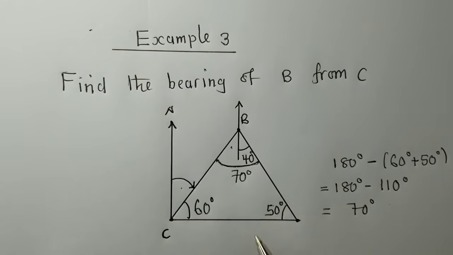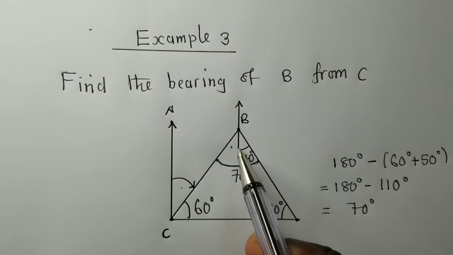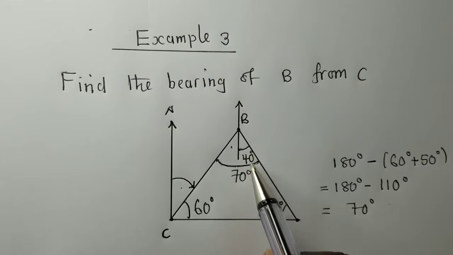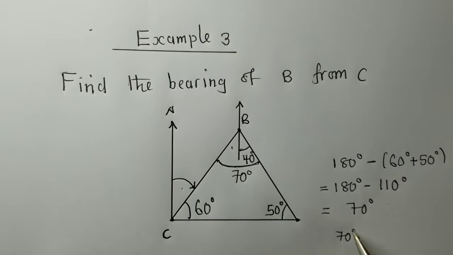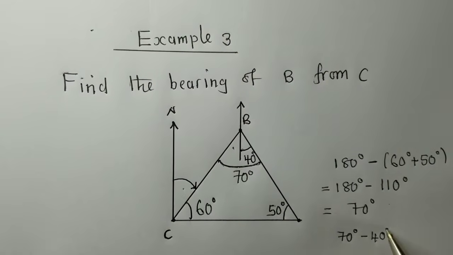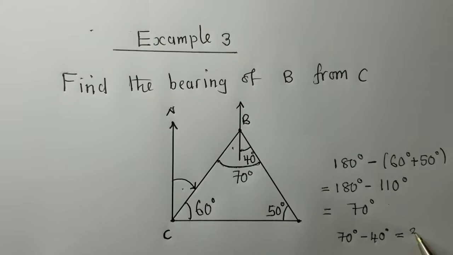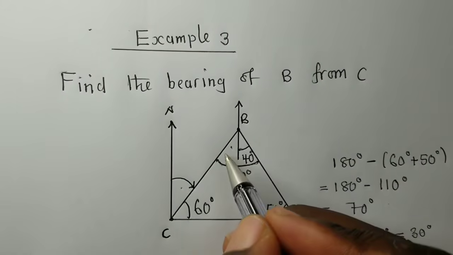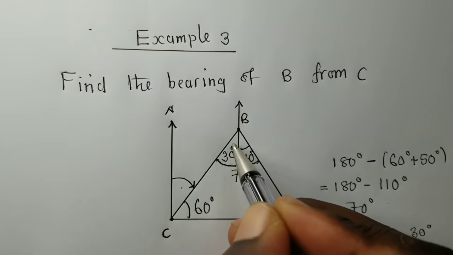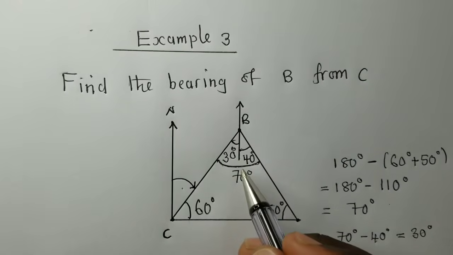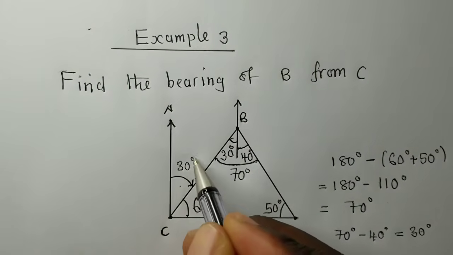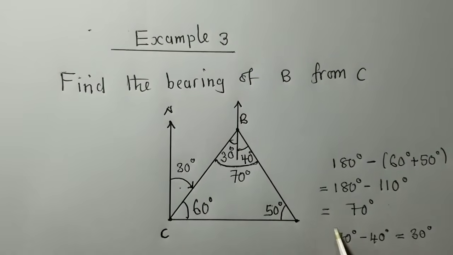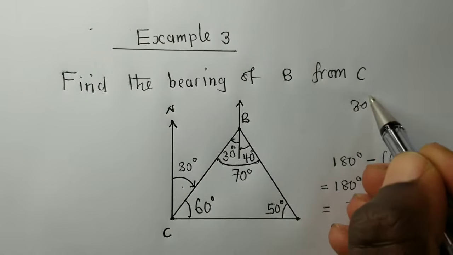Now, for this one, how do we find it? Remember, we've been given 40 degrees here. So we just subtract. We shall say 70 degrees minus 40 degrees. We shall get 30 degrees. Meaning here it's 30 degrees. Right here. If this is 30, using property number 1, this is also 30 degrees. Our answer is 30 degrees.